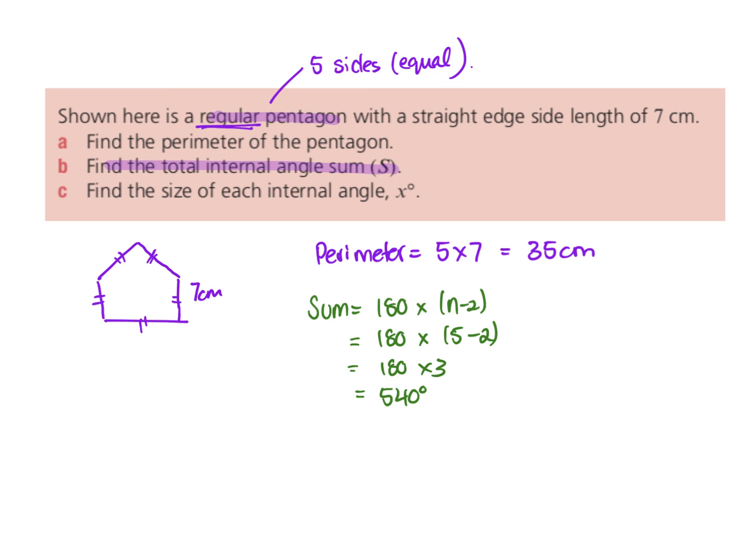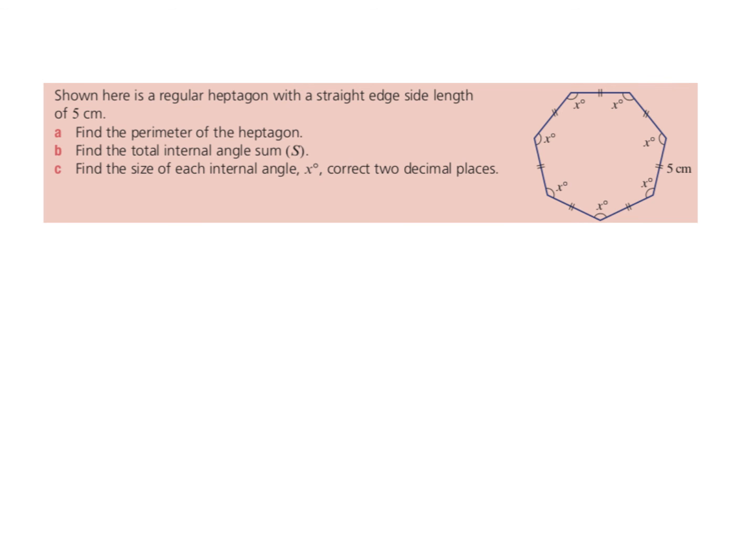Okay. And then the last question here, they're asking me to find the size of each internal angle. They're calling it x. So what they're saying is this one's x, and all of them are x. Now we know they all add up to 540. So if we divide 540 by 5, because there's 1, 2, 3, 4, 5, we will get what x is equal to. So, yep, 108 degrees equals x. So, is everyone all right? Moving straight into this next one.